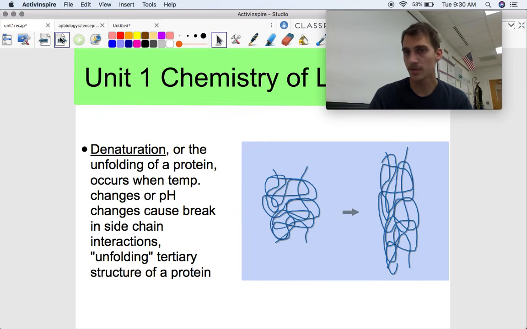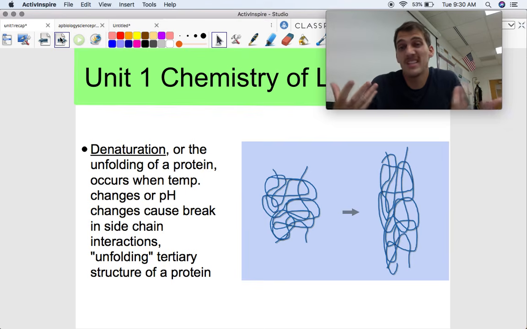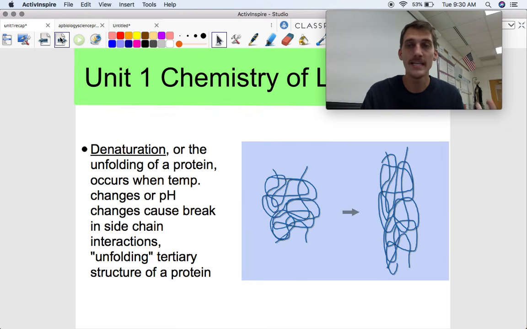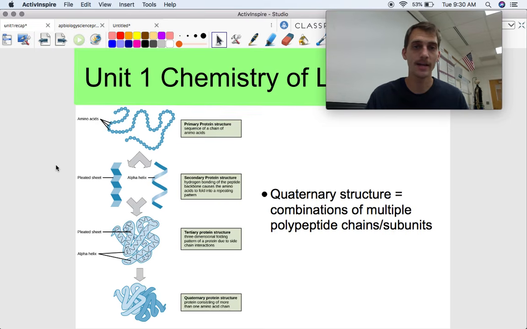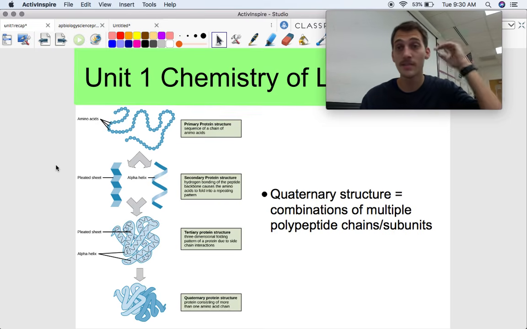Speaking of tertiary structure, if you mess with the tertiary structure of a protein too much by changing the temperature or the pH, it starts to mess with those side chain interactions and change the properties of amino acids, and it's going to cause a protein to basically unfold and break, and that's called denaturation. That'll come back later this year as well. So if you denature a protein, it will not work, and you're basically disrupting those tertiary structure side chain interactions.